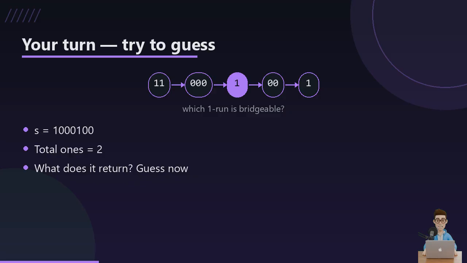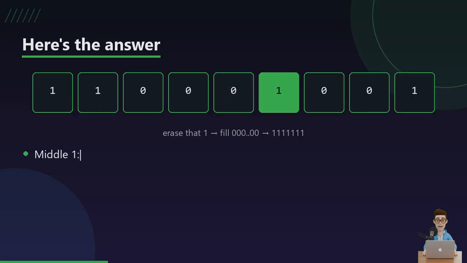Our string is 100100. Count the ones, and you get 2 to start. Now find the group of ones that has zeros on both sides. Add up the 2 zero groups next to it, and try to work out the final answer before I reveal it. There's no pressure, just give it a shot. Let's check it together.